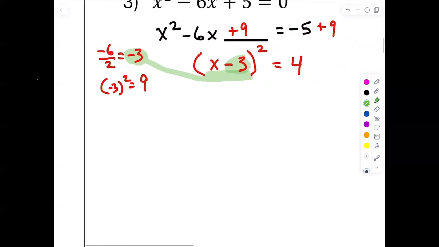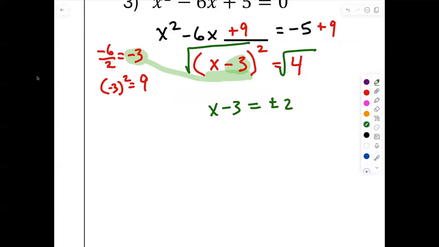Now, from there, we just do what? Find the square root. Take the square root. What's the square root of x minus 3 squared? X minus 3 equals what? Plus or minus 2. Now I do what? X equals 3 plus or minus 2.